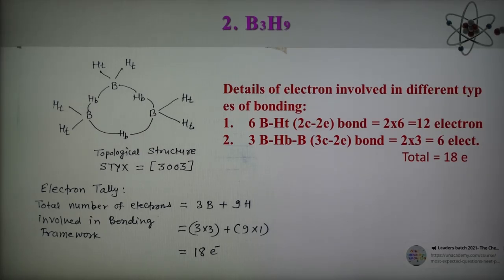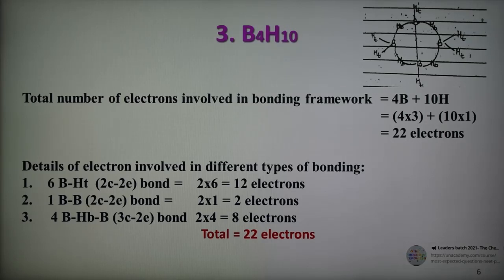So the structure, electron tally, and details about the electrons involved in the different types of bonding are shown in this slide, for the second example, B3H9. The third example is now B4H10, tetraborane.